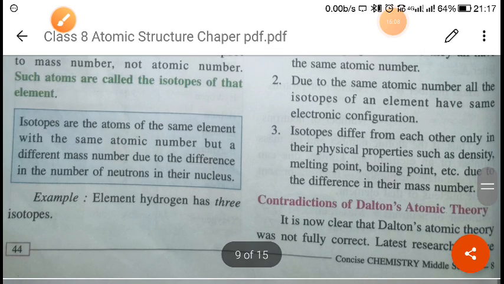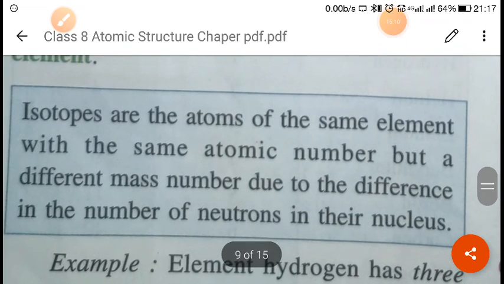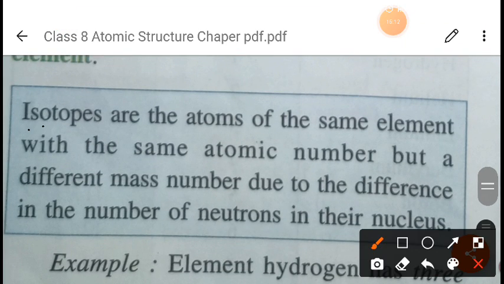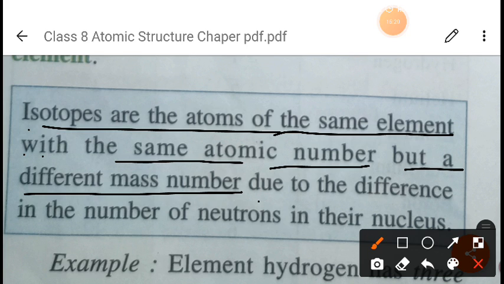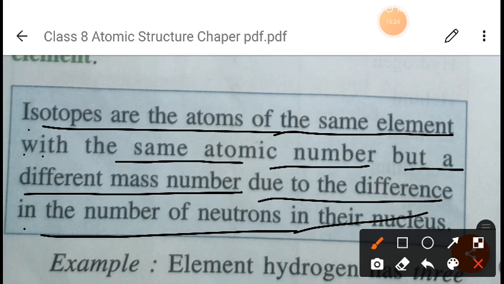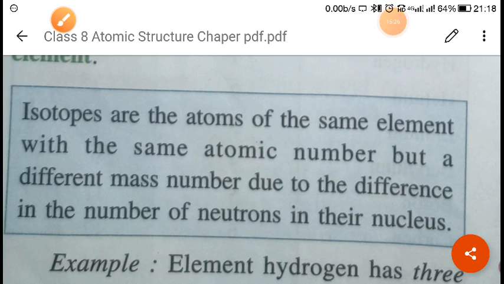As you can see here, isotopes are atoms of the same element with the same atomic number but different mass number, due to the difference in the number of neutrons in their nucleus, right?